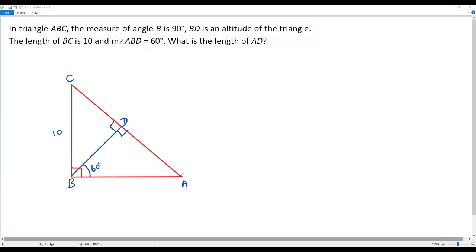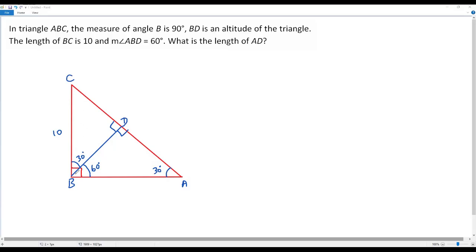Okay, now let's consider the right triangle ABD over here. In this right triangle, the measure of this interior angle is 90 degrees. Here we have 60 degrees. Then the measure of this interior angle has to be 30 degrees, so that the three interior angles will add up to 180 degrees. And we know that it's a right angle, that is 90 degrees, and the measure of this part is 60 degrees. Then what is the measure of this part? It has to be 30 degrees, so that this one and this one will add up to a right angle, that is 90 degrees.